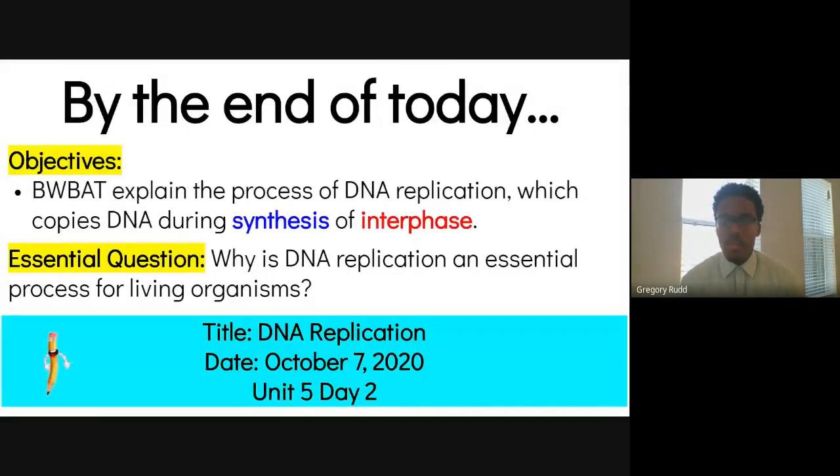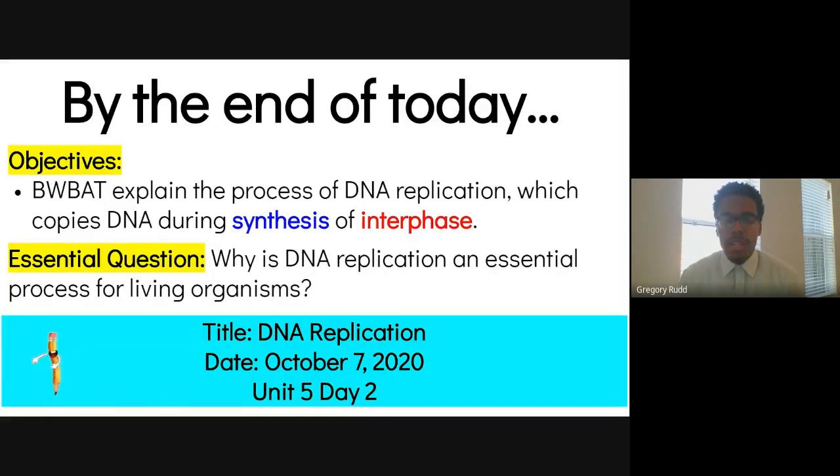So today is October 7th, 2020, and we are in the second day of our 5th unit. The title of today's lesson is DNA Replication. So you should definitely try to write down the title of the lesson and the dates and Unit 5, Day 2. The objectives: biologists will be able to explain the process of DNA replication, which copies DNA during synthesis of interphase. So we should remember that from a couple of units ago when we talked about the cell cycle in Unit 3.